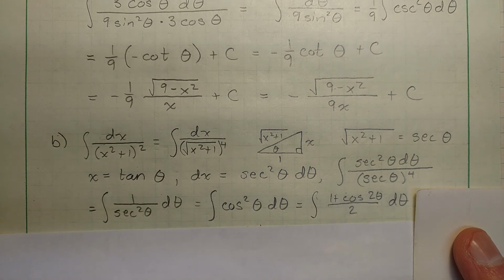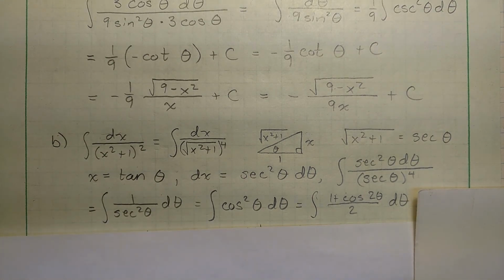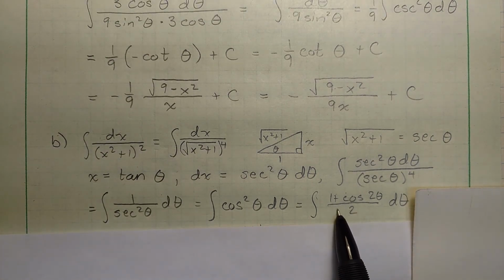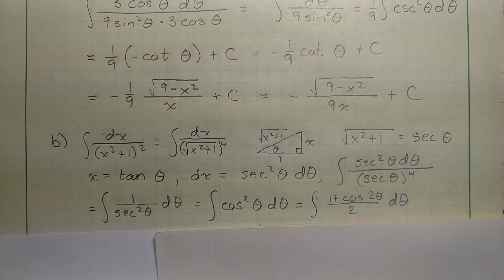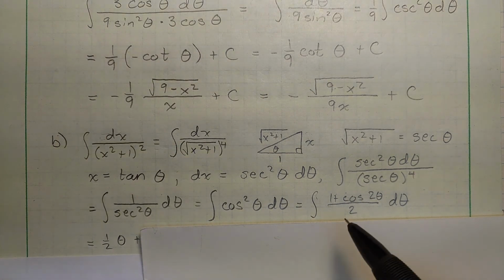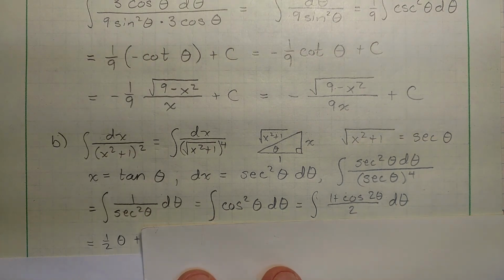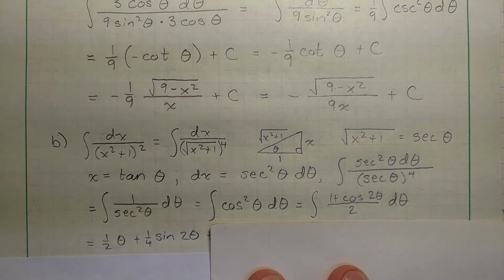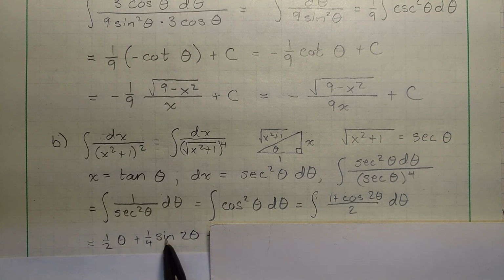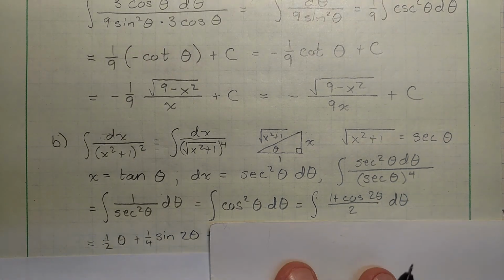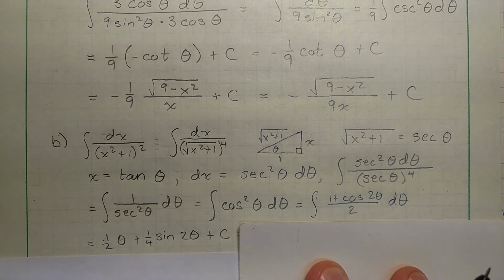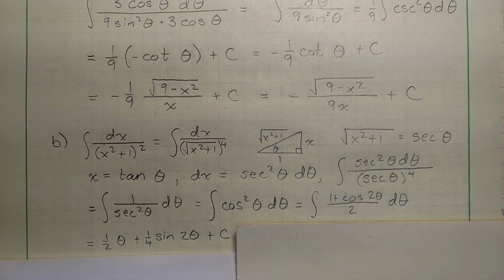So now I don't have the power anymore, and now I can integrate this. Notice I would distribute this 2 into each of these, so I would have 1/2 plus 1/2 cosine 2 theta. When I integrate, the integral of 1/2 becomes 1/2 theta. The integral of 1/2 cosine of 2 theta, that's a quick u substitution, so you get the extra factor of 1/2. It becomes 1/4 sine of 2 theta. If you want to quickly check that, take the derivative, and you will get 1/2 cosine of 2 theta, plus a constant.